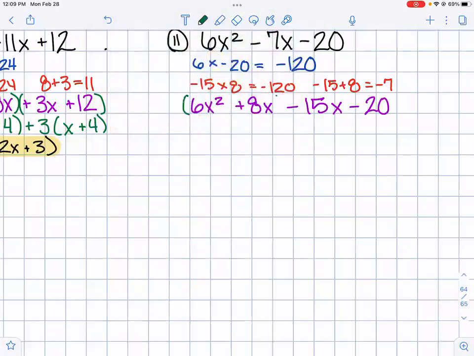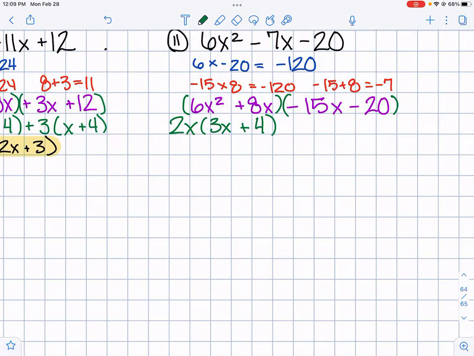Make it into 2 groups. What can you factor out of the first group? That's 6. How about 2x, right? And you'll get 3x plus 4. Okay, well, how about the second group? What can you take out of that?